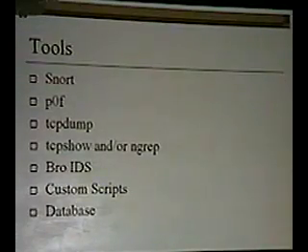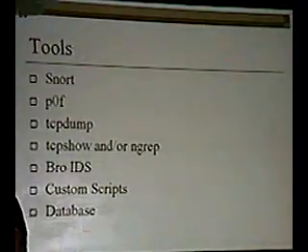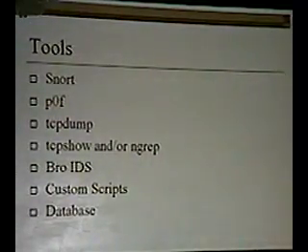Now I mentioned Bro IDS. If you are interested in that, it's a really great IDS system. Awesome anomaly detection. Really kind of hard to use though, so be prepared. It's bro-ids.org. It is a really good one. It will never compile on Windows, so don't even try if you're running Windows.